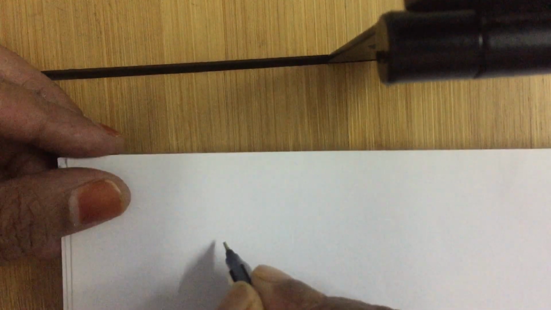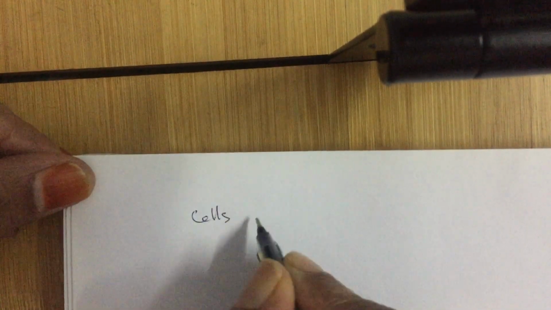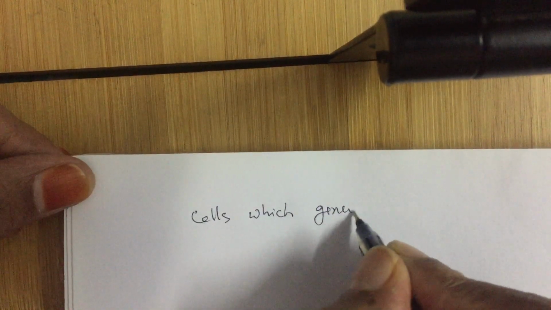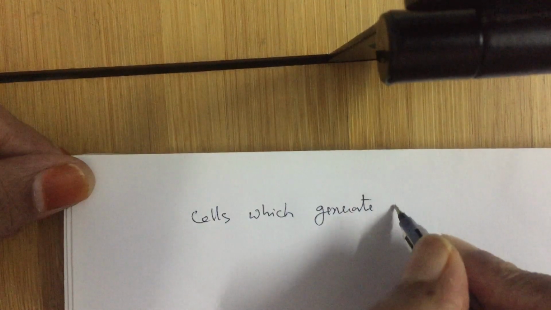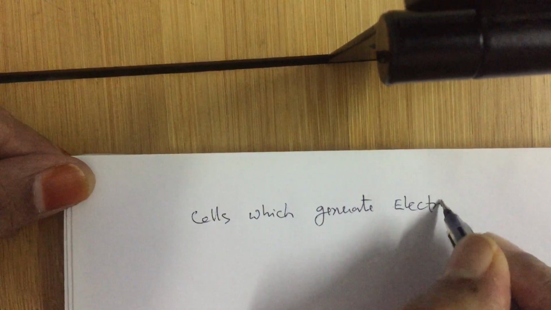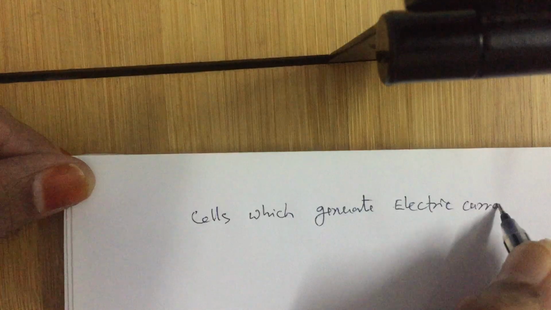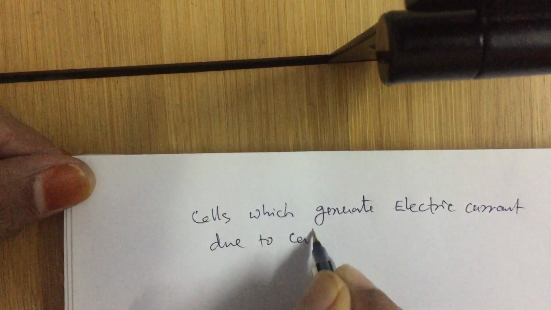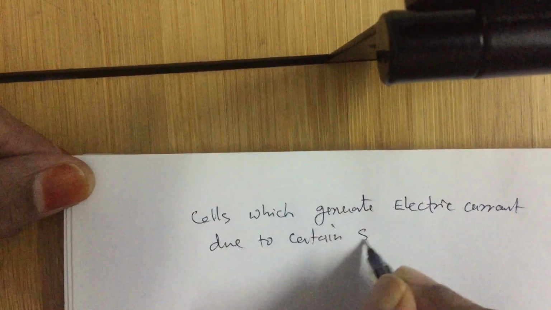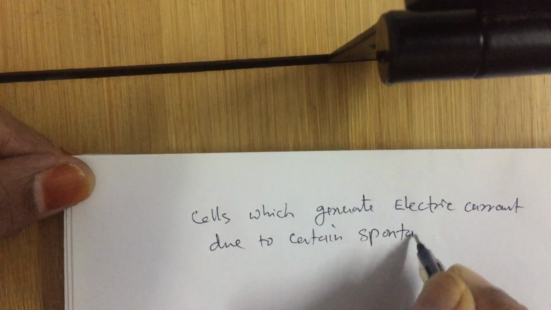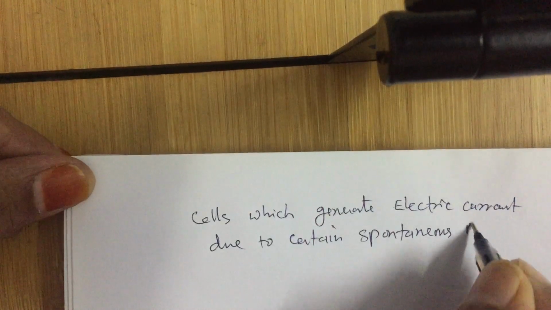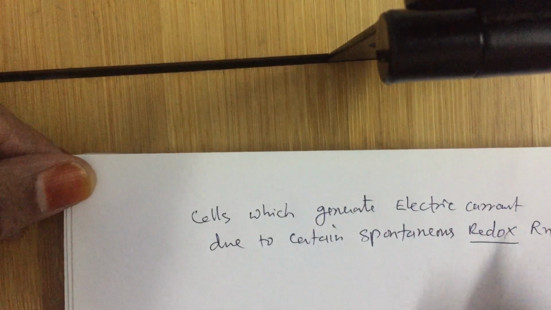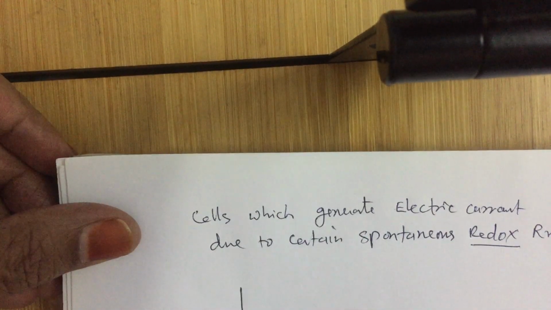Electrochemical cells are essentially cells which generate electric current due to certain spontaneous redox reaction. In this, one fellow is likely to lose electrons.